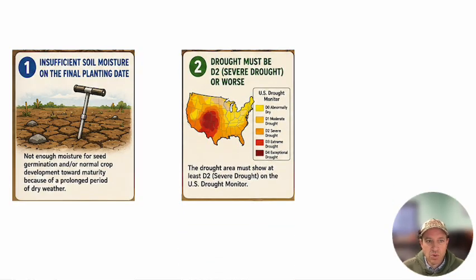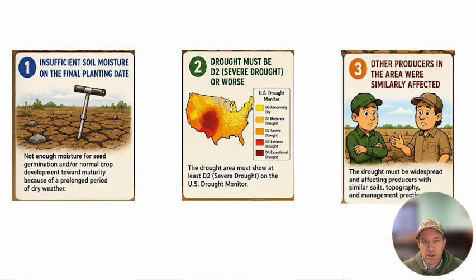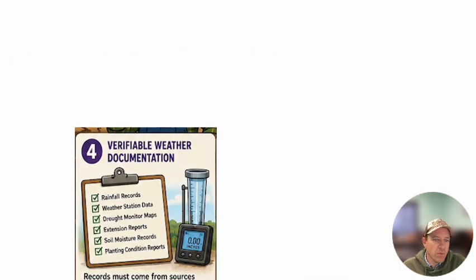I must be in a D2 or worse drought on the drought map, which pretty much the entire Golden Triangle area applies to, at least. So make sure you're in the right drought map area. And then other producers in your area were similarly affected. So that's the other thing. This can't be a, hey, my farm, I worked the ground 10 times and I'm dried out so much I can't seed, even though the rest of my neighbors are good. So it has to be an area-wide effect, which we obviously check most of these boxes, right?